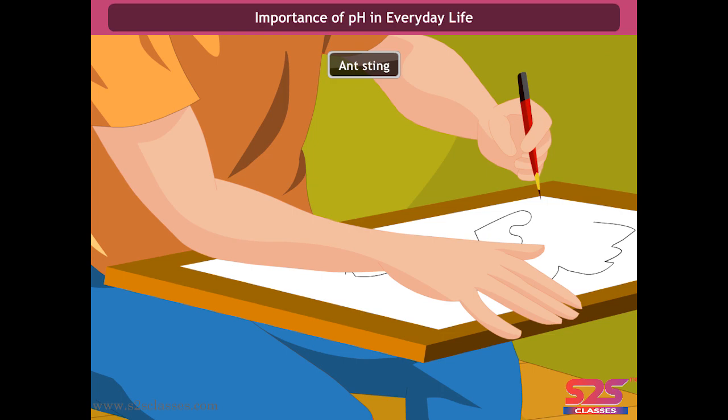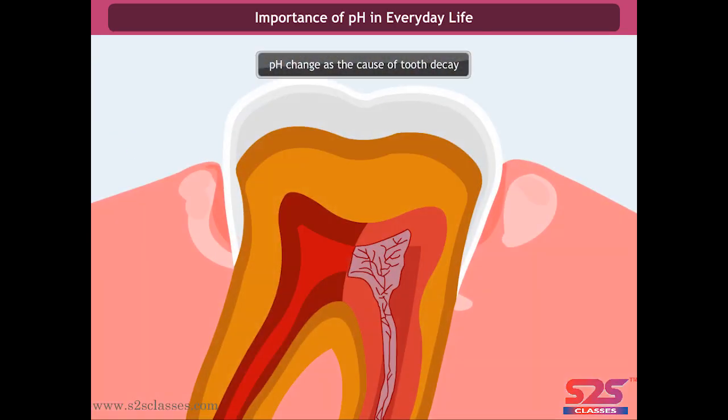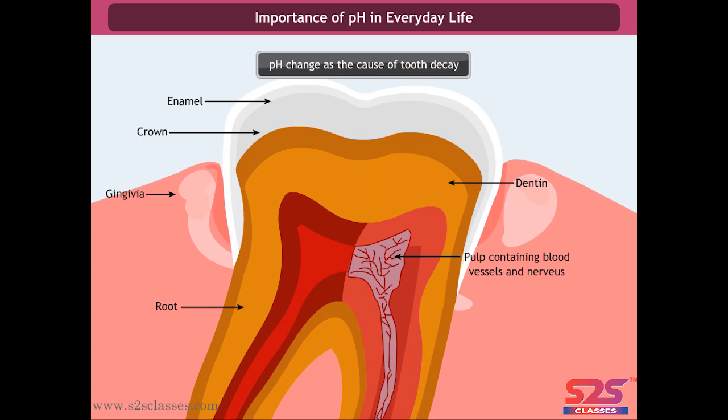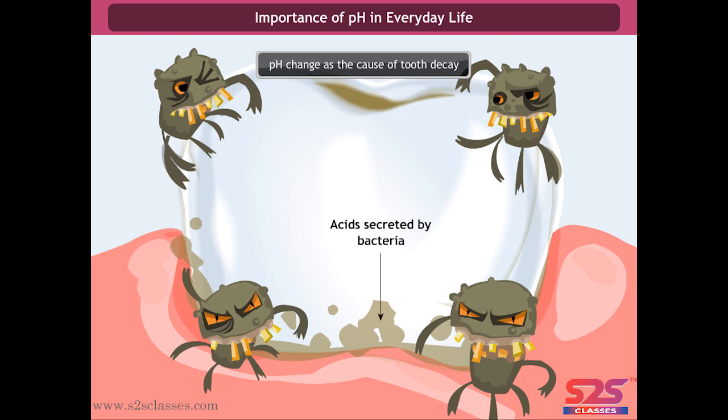Tooth decay starts when the pH of the mouth is lower than 5.5. Tooth enamel made up of calcium phosphate is the hardest substance in the body. It does not dissolve in water, but is corroded when the pH in the mouth is below 5.5.